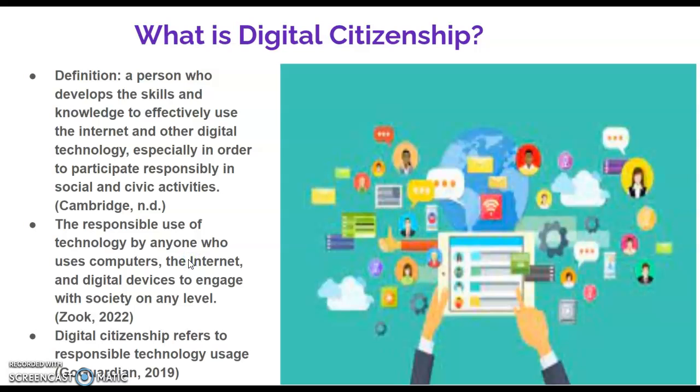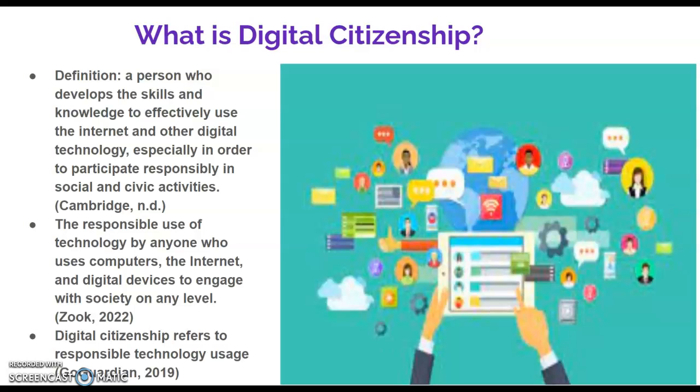Okay, the first thing I would like to discuss is what is digital citizenship. The definition of digital citizenship is a person who develops the skills and knowledge to effectively use the internet and other digital technology, especially in order to participate responsibly in social and civic activities.